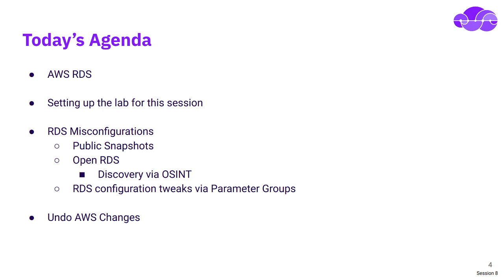The misconfigurations we're going to look at are public snapshots. We're going to do a bit of OSINT to discover RDS instances of other people on the internet. And we're going to look at some configuration with parameter groups. As I said, I'm going to talk about that a little more when we get to parameter groups in RDS, right? And eventually, as usual, we're going to undo the AWS changes.